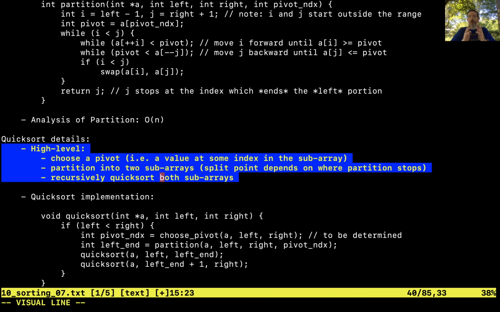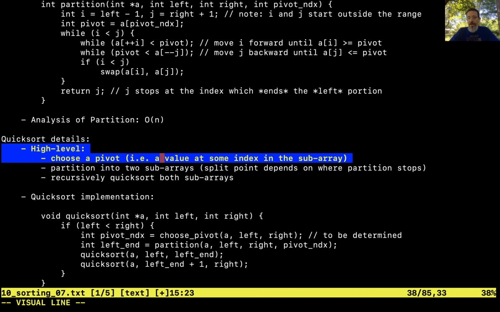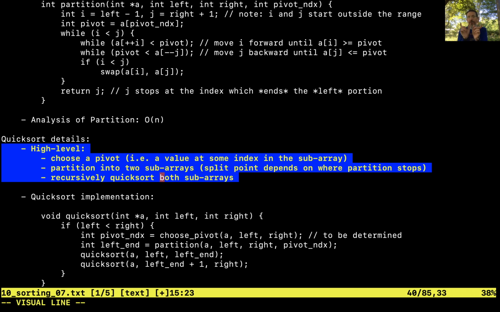At a high level, the recursive algorithm proceeds in this way. The first thing to do is to choose a pivot. In our case, we're choosing a pivot index somewhere between left and right that we want to use as the pivot value. Then we call the partition algorithm, which splits the array into two subarrays of some lengths, and we find out where that split occurred after partition is done. Then on those two, left and right, we recursively quicksort both. And that's it. That's the algorithm.